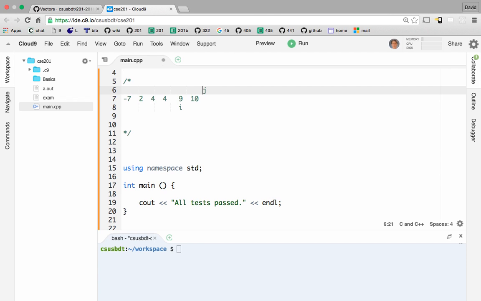Advance j. Oh, j is past the end. So then we advance i. i is at the end. There's no values to potentially swap with, so we just terminate here. So there it is. If you can see the list there, minus 7, 2, 4, 4, 9, and 10, we just applied that algorithm and we sorted the values.